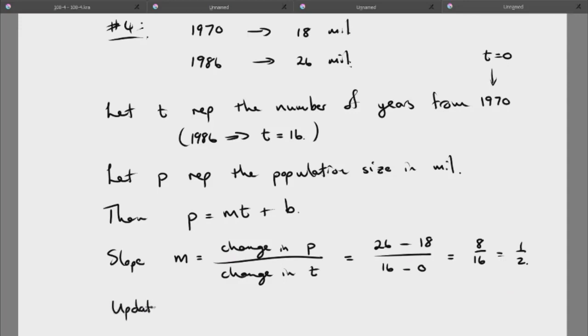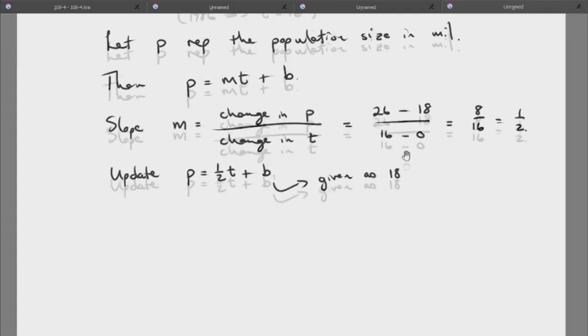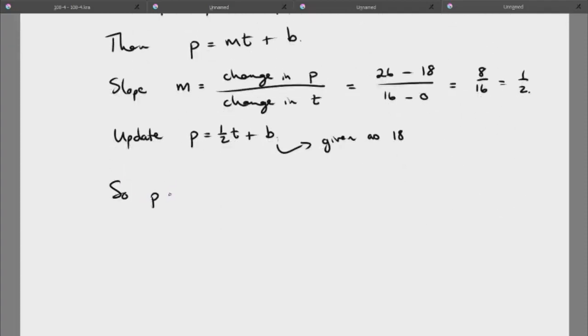So I'll update to p equals 1/2 t plus b. What is the easiest, fastest way to find the b? Do I need to do anything, or are they giving it to me already? Because of my choice for my t input variable, the first point is when t equals 0, which is the y, quote-unquote, intercept, p-intercept in this case. So my choice has even more benefits that the b is already given as 18. So there is nothing to do. So my population function is p equals 1/2 t plus 18.